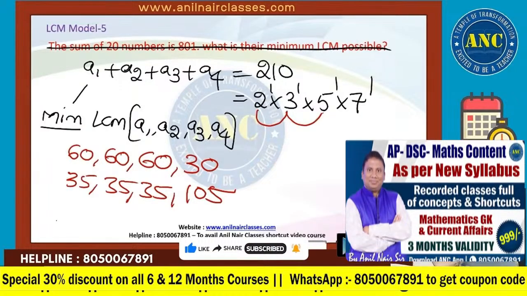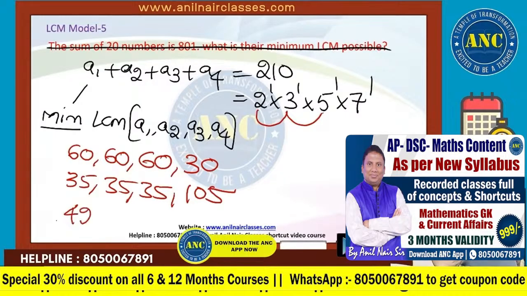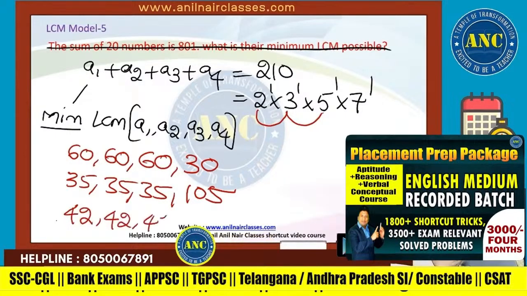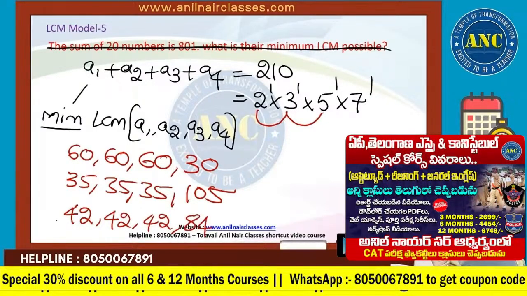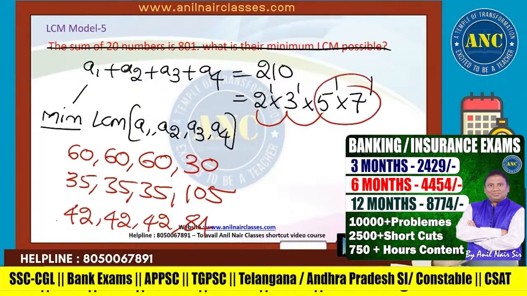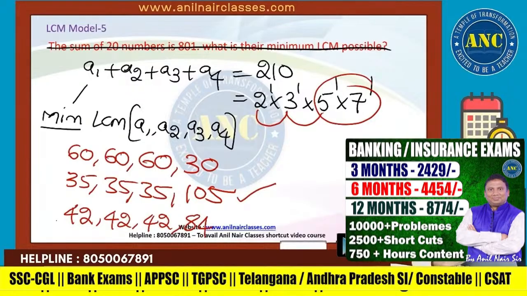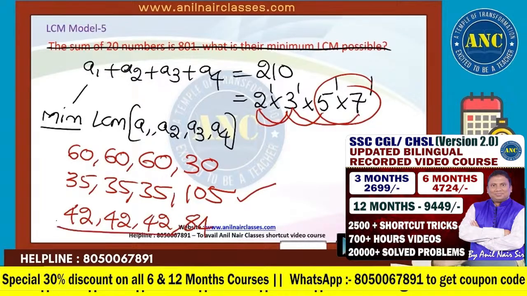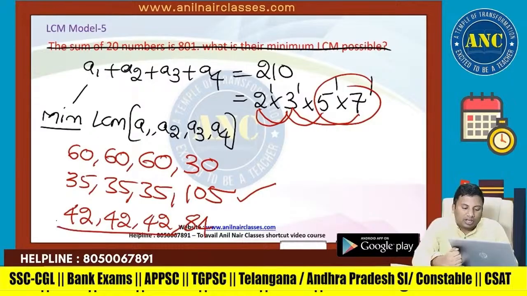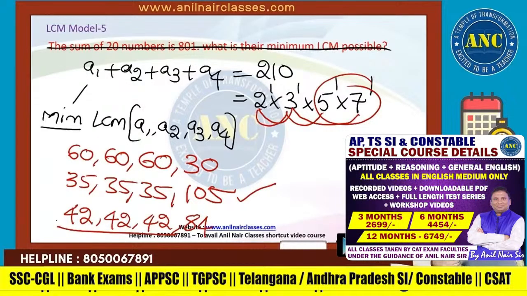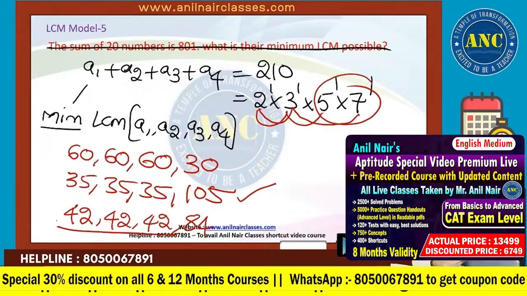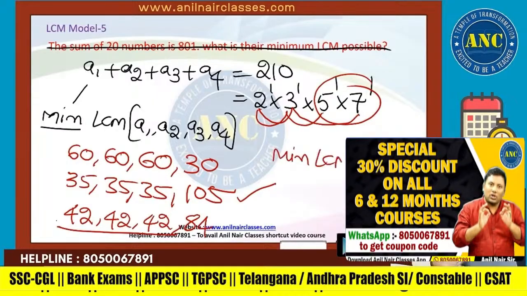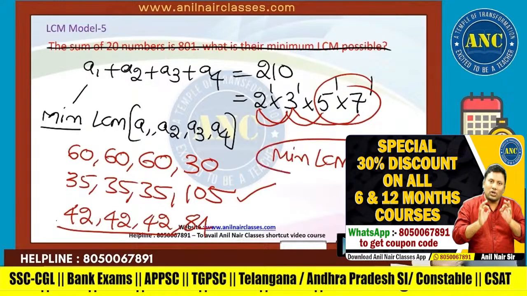Next is 7 3s are 21, 21 2s are 42, 42, 42, 42. So, all the multiples: 7 5s are 35, I got 3 numbers equal. 7 3s are 21, 21 2s are 42, 3 numbers are equal. 2 3s are 6, 6 5s are 30. Multiple of 30 closer to 4 numbers equal. So 30 remaining, all are 60. Minimum LCM is 60.